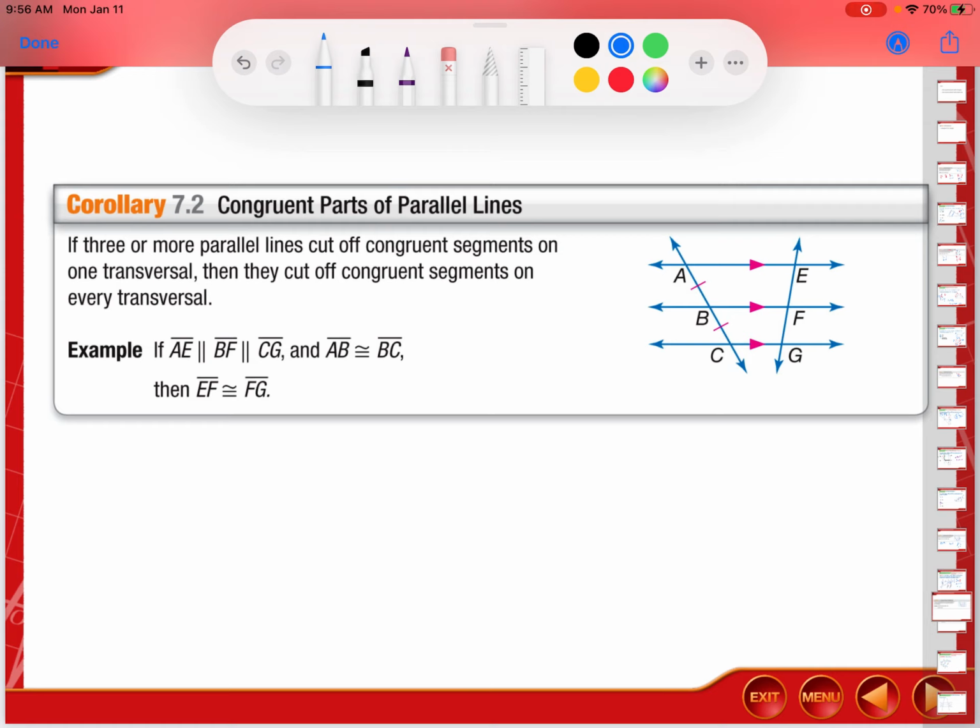Okay. So congruent parts of parallel lines. So if 3 or more parallel lines are cut off into congruent segments on one transversal, then they cut off into congruent segments on every transversal. So what this is saying is if AB is congruent to BC, then EF is also going to be congruent to FG.